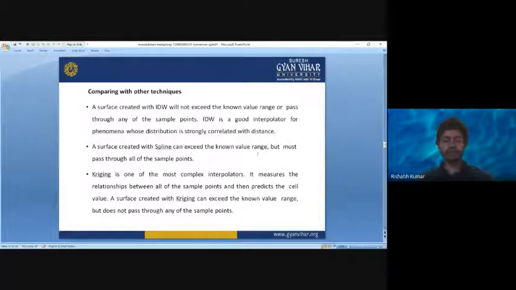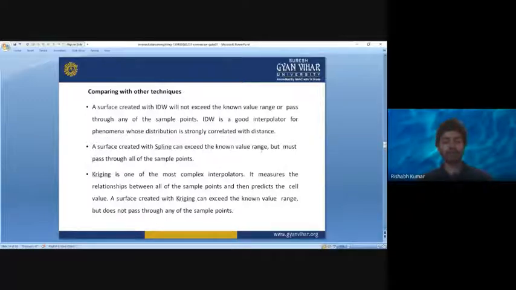And the surface created with spline. So spline is a different interpolation method. A surface created with spline can exceed the known value range, but must pass through all of the sample points, right? So in the spline method, you can have a calculated or estimated value that could exceed the highest value in the input. Okay, and in the spline method, your interpolated surface will be passing through all of the input points, right?